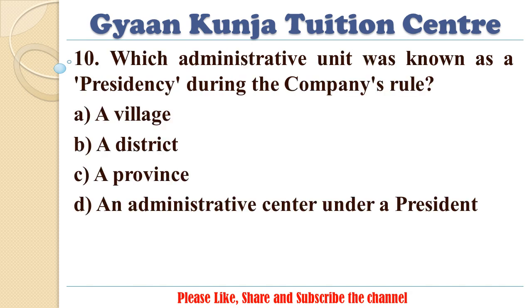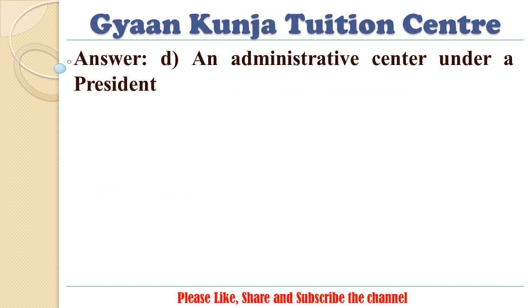Next, 10. Which administrative unit was known as a presidency during the company's rule? A. A village. B. A district. C. A province. D. An administrative center under a president. Answer D. An administrative center under a president.